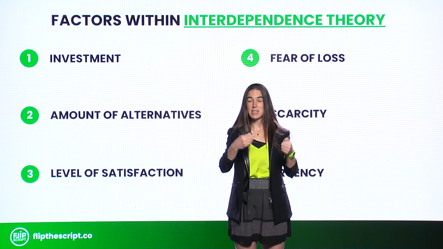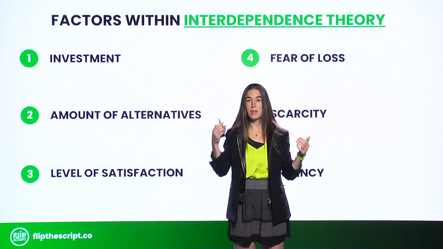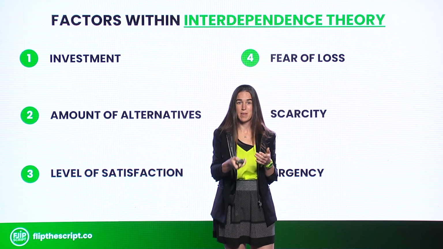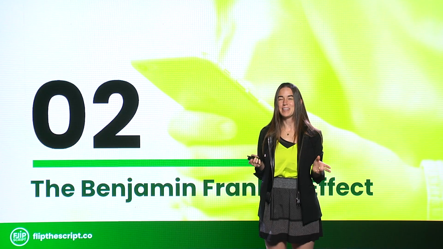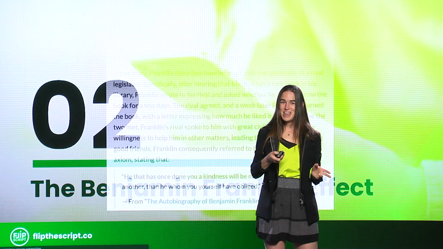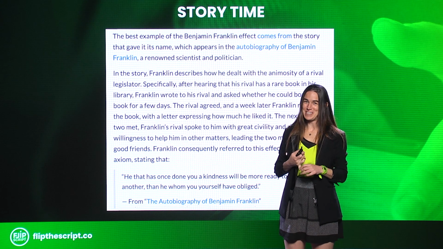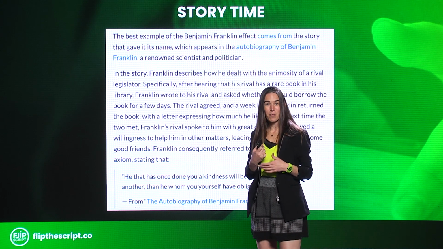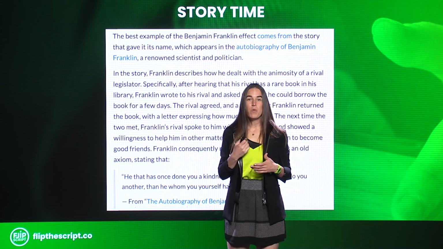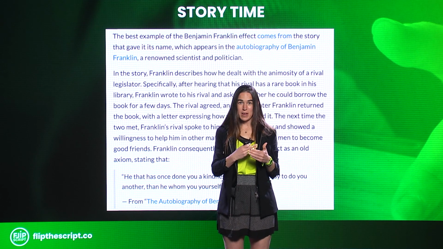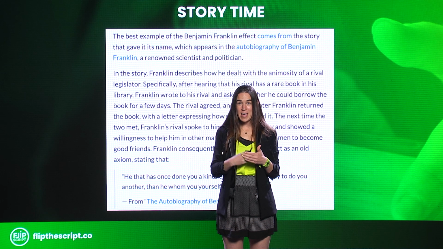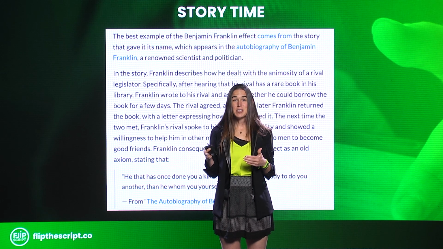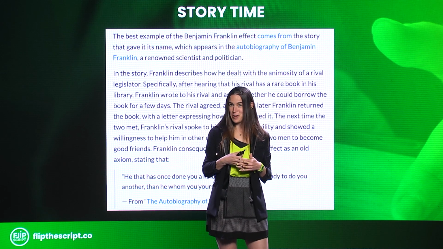How can you get them to continue to invest in the relationship? By gaining the investment from them. So now I want to go into what's called the Benjamin Franklin effect for a little bit of a story time. So everyone gather around for story time. Once upon a time, Benjamin Franklin had a rival, and he wanted to get rid of that rivalry between him and another legislator. So he had an idea of how he could do so.